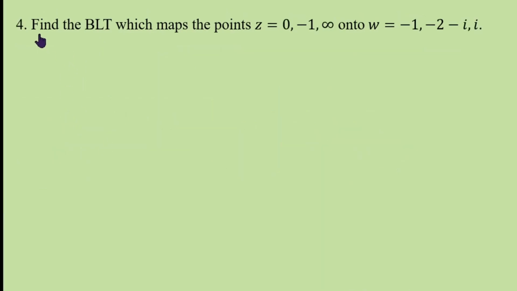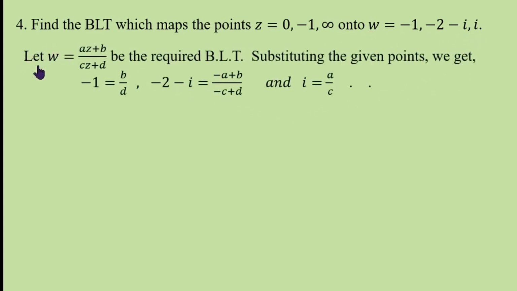One more example. Find the bilinear transformation which maps the points Z equal to 0, minus 1, infinity onto W equal to minus 1, minus 2 minus i, and i. That means when Z is 0, W is minus 1. When Z is minus 1, W is minus 2 minus i. When Z is infinity, W is i. Assume that W is (AZ plus B) by (CZ plus D). That is the required bilinear transformation.